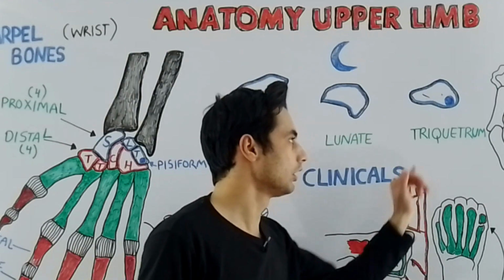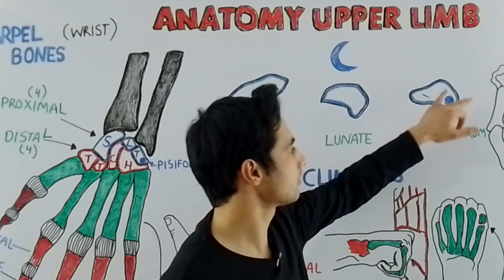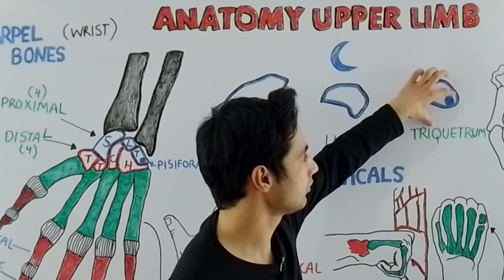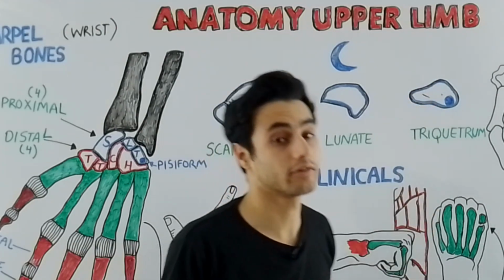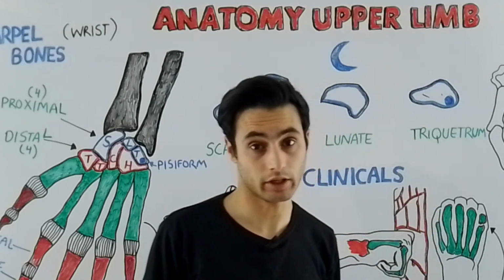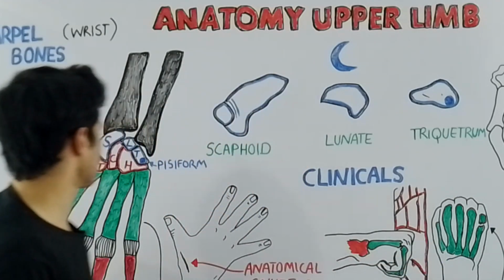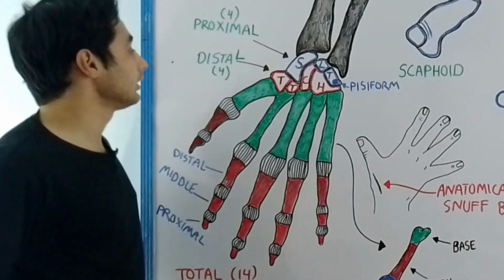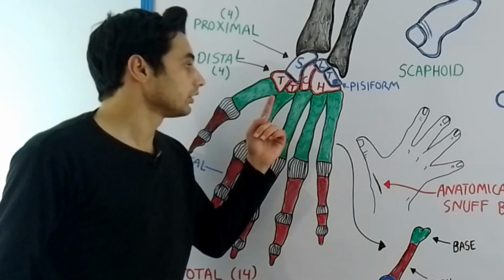Now, the lunate bone gets its name because it is lunar or half moon like. Triquetrum is the pyramidal shaped bone, and on the surface of this triquetrum we have this little circular, roughly spherical bone, which is the pisiform bone, and it is the attachment site of the flexor carpi ulnaris tendon.